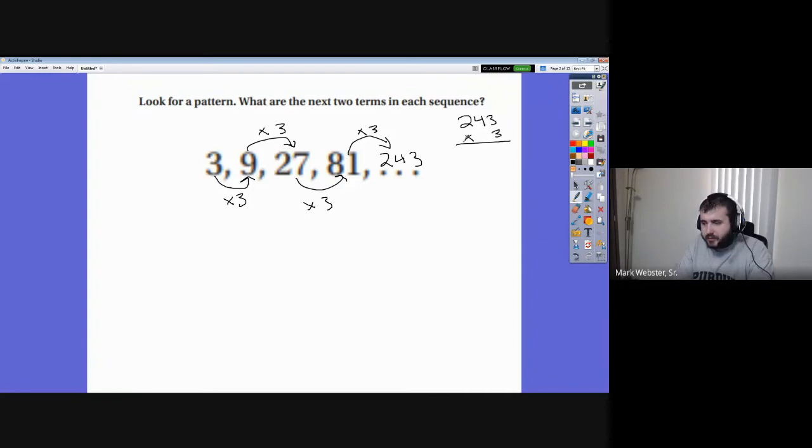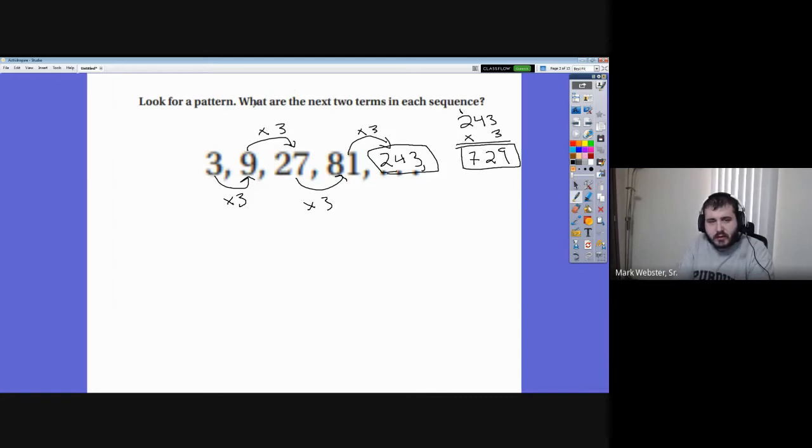ain't nobody got time to do that in their head. 3 times 3 is 9. 3 times 4 is 12. 3 times 2 is 6 plus 1 is 7, right? So here's the first term that they wanted. Here's the second term that they wanted.